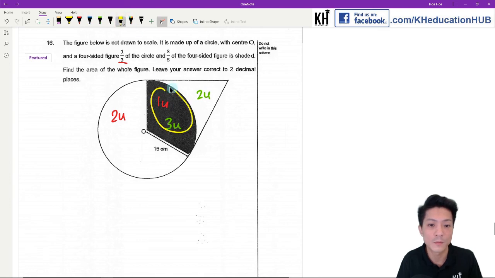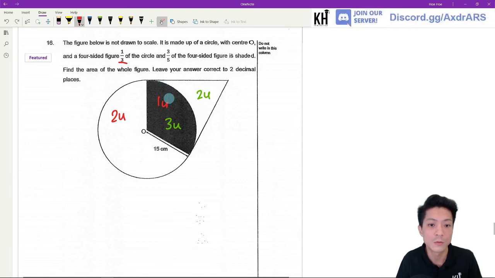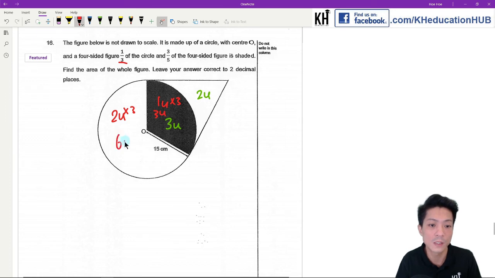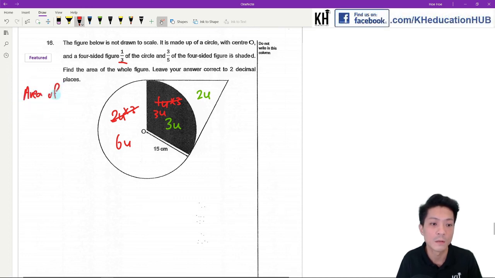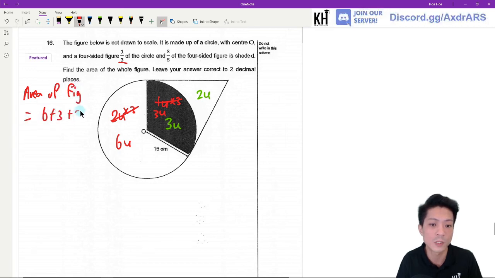So you look at the shaded part, there's a difference, right? Which means that I need to times 3 to this. Times 3 to this. So this becomes 3 units, and this becomes 6 units. So we no longer look at these two. Now they want us to find the area of the whole figure. The area of the whole figure is 6 plus 3 plus 2, which is 11 units.